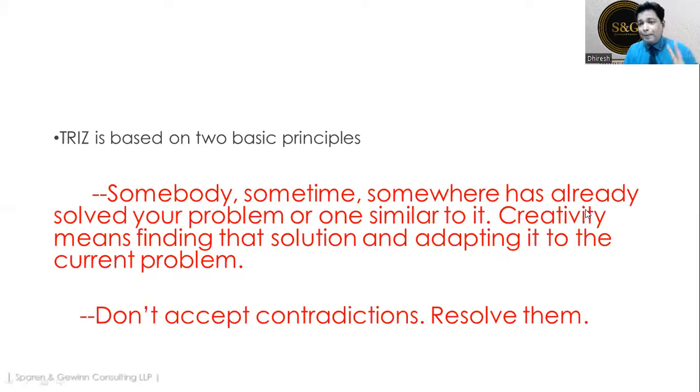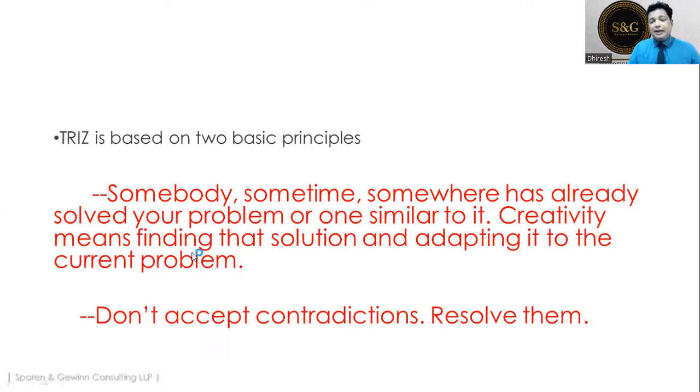So TRIZ has got two basic principles. The first principle says somebody, sometimes, somewhere has already solved your problem. Understand this. Whenever you have a problem which you are solving, let it be a process problem, an engineering problem, a sales problem, a quality problem, any problem you are having, somebody, sometimes, somewhere has already solved your problem. That's a fact, correct? That's a fact. Or similar to that, meaning it does not mean exactly your problem, but a similar problem. We're not saying exactly the same quantity of product will be defective or the same percentage, but similar kinds of challenges are already solved in the industry, and in history as well.